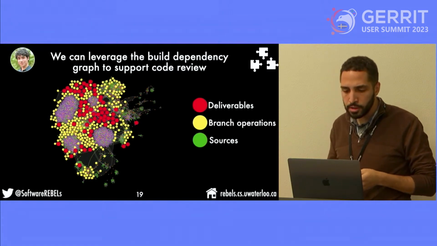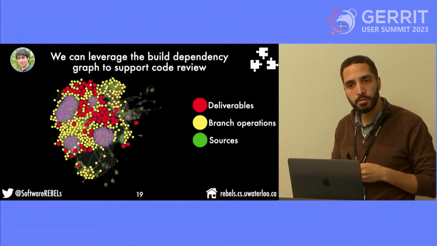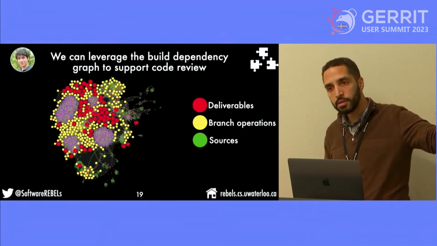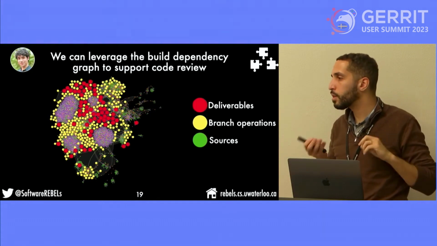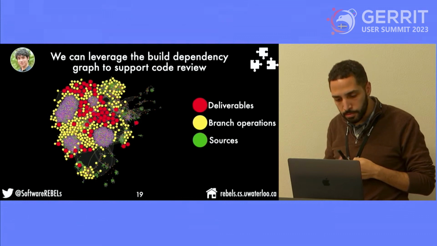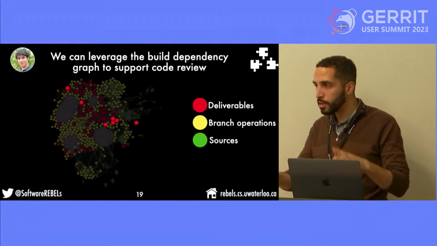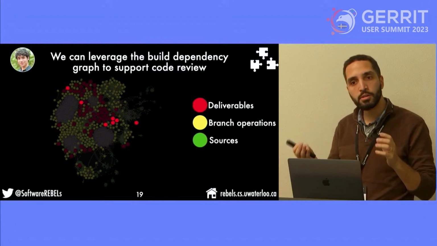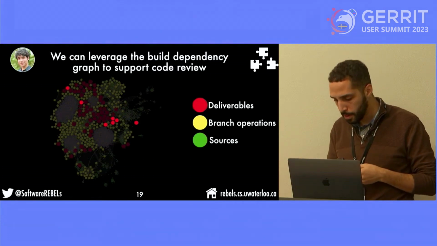So what we want to do is leverage this data source to improve code review. Like I said at the beginning of the talk, patches are great, but I think we can enrich them with a lot more information. So wouldn't it be great if, when you submit your patch, we'd be able to highlight the areas of this graph that are impacted by your change?